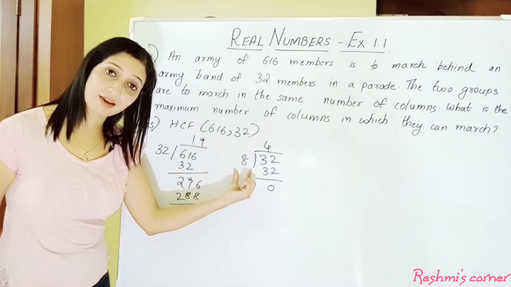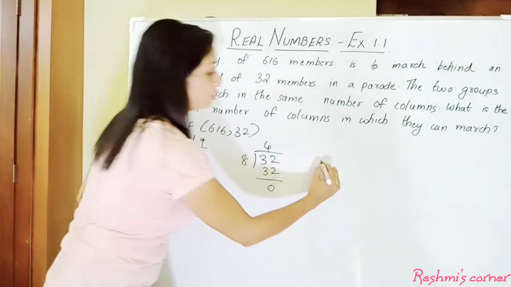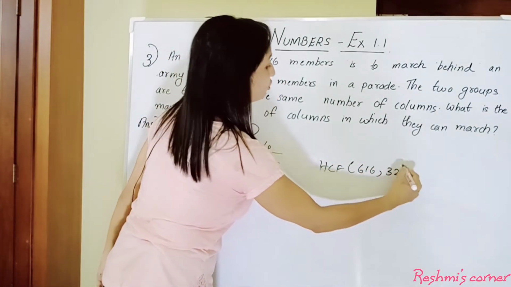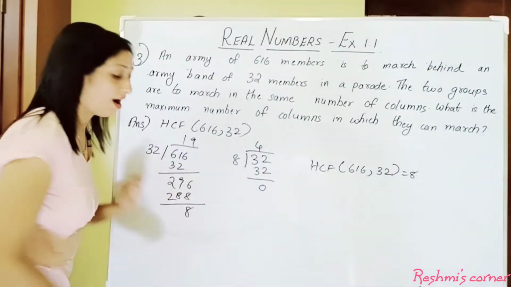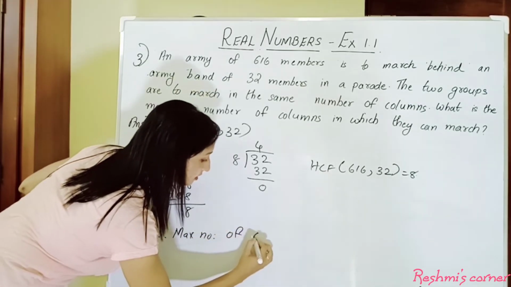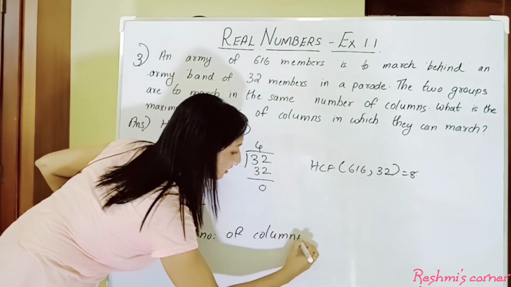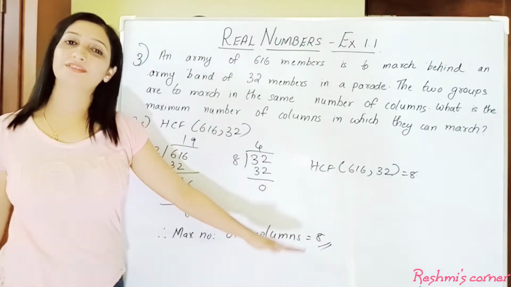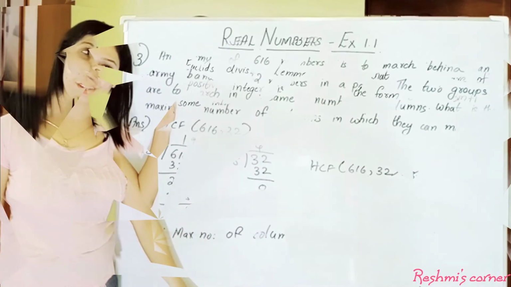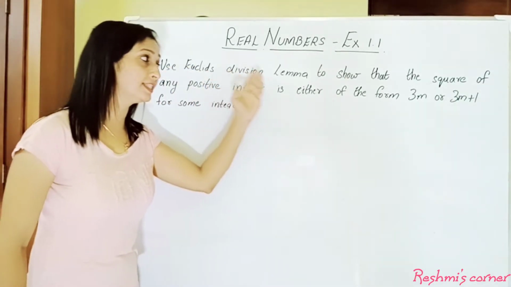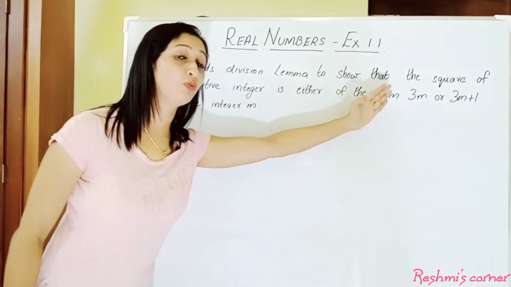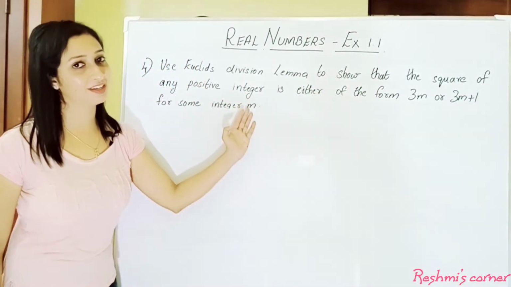So what is our HCF? Our HCF is 8. So our HCF of 616 and 32 is 8. Therefore, our maximum number of columns is 8. So this is our answer for our third question. Now let's move on to question number 4. So this is our fourth question, which is: use Euclid's division lemma to show that the square of any positive integer is either of the form 3m or 3m plus 1 for some integer m.